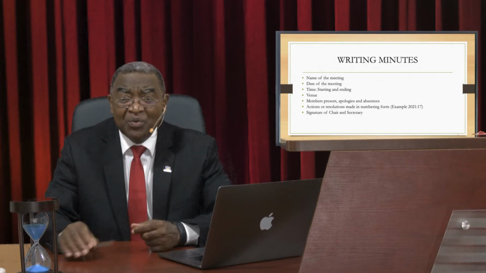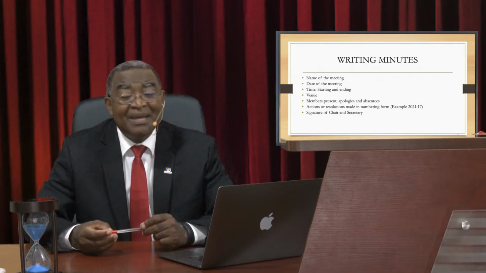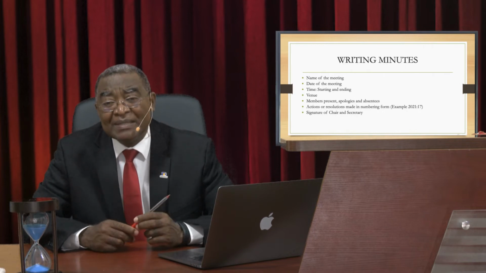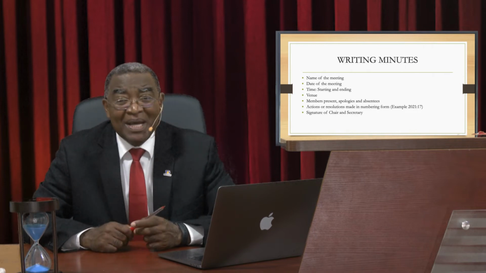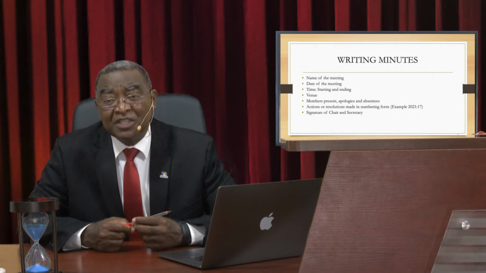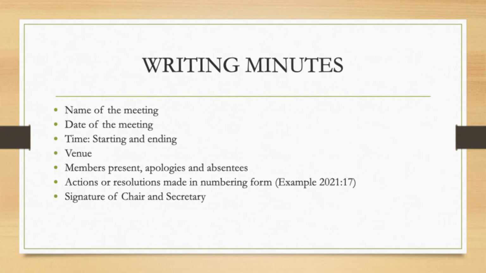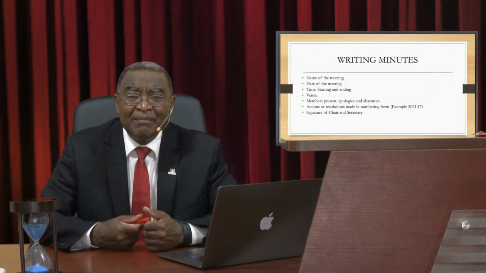Then you are to record in the minutes the members present, the members who sent apologies, and the members who were just absent without apologies. That's important to show because a question might arise: who were present when this action was taken?